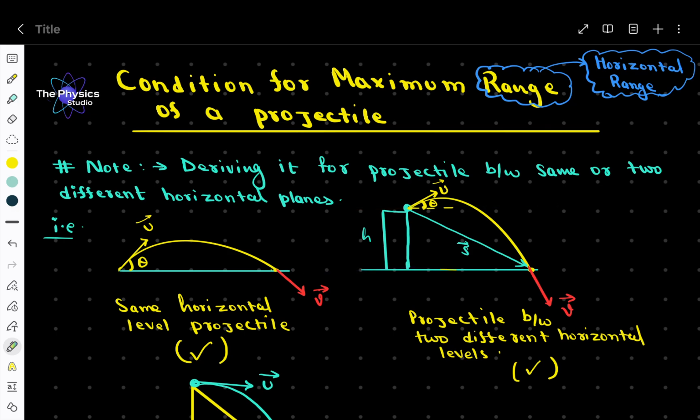So we will be deriving this condition for these kinds of cases. Of course, it is not constrained that you have to project the projectile at an angle theta or at any angle above the horizontal. You can also throw it below the horizontal, or you can also throw it horizontally. In all these cases the condition that we are going to derive will be applicable.